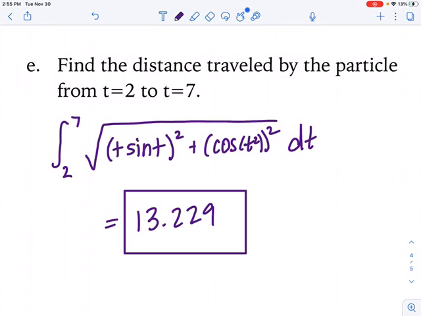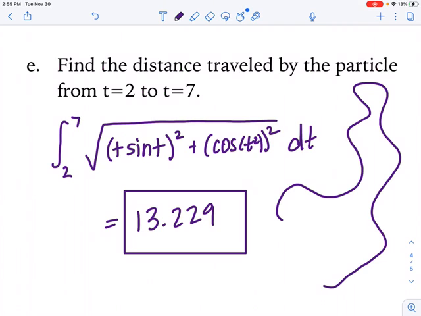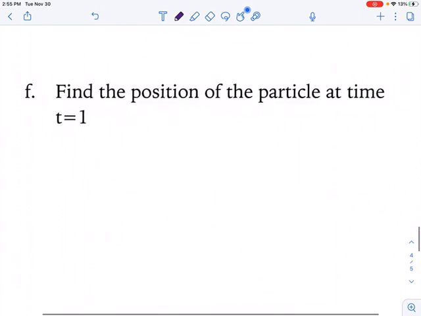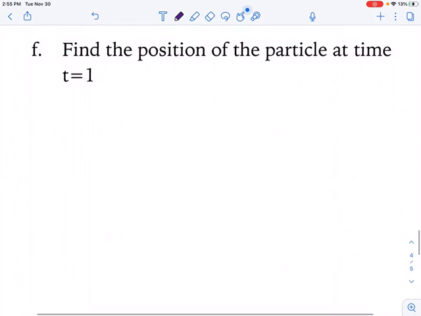Okay, so this is the distance traveled, however that particle went, okay? If we straightened out that squiggle, this would be the distance that that particle traveled, okay? Now, last but not least, I want us to find the position of the particle at time t equals 1.